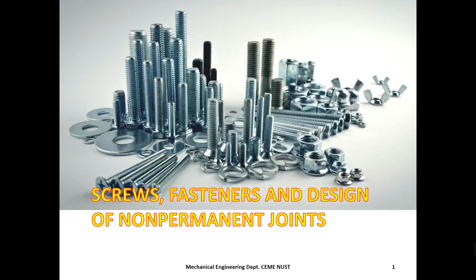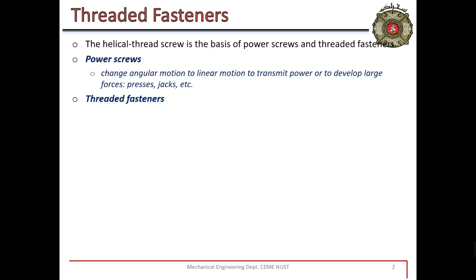For the next lecture, I will first try to summarize all the previous lectures in a quick 10 to 15 minutes. In chapter 8 of mechanical engineering design, we started from screws and fasteners. At the start, we studied that there are two types of screw. One is power screws. The second is threaded fasteners.